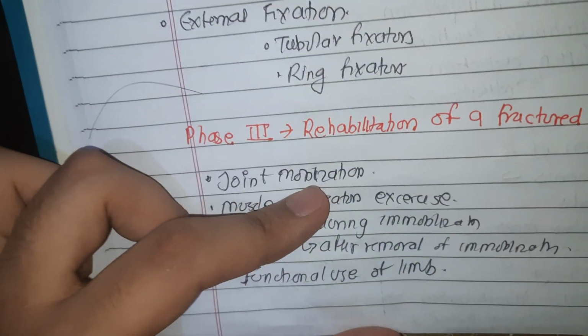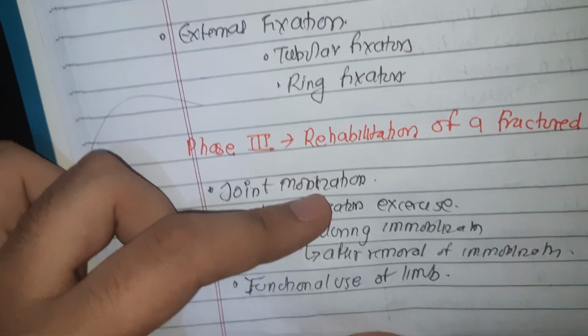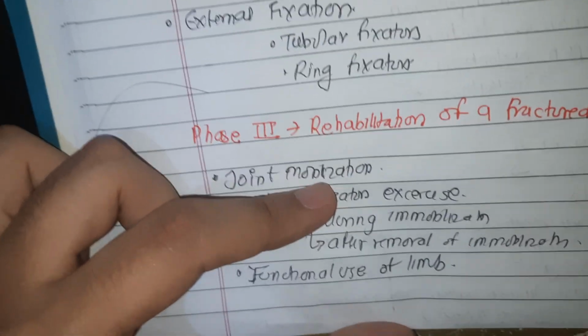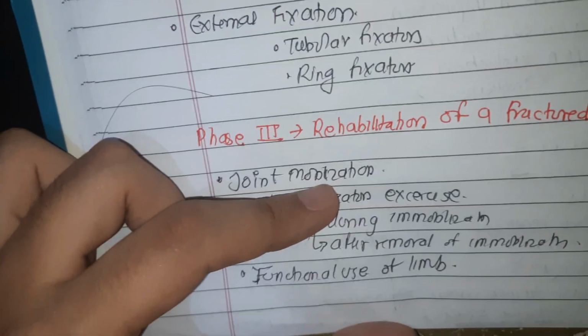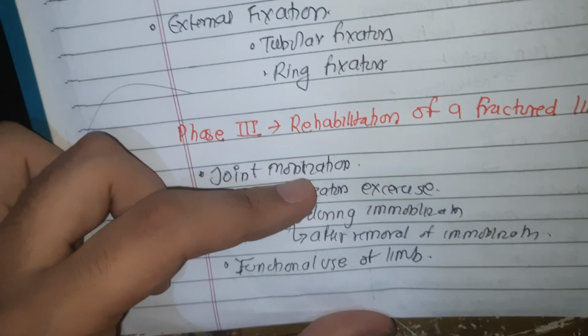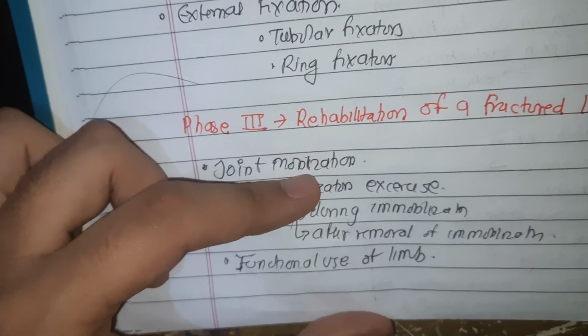And the joint mobilization: the joint adjacent to an injured bone tends to get stiff due to the immobilization, inability to move the joint due to the pain, and associated injury to the joint as well. And to prevent stiffness, the joint should be mobilized as soon as possible. And this is usually initially done by passive mobilization. Someone else does it for the patient.